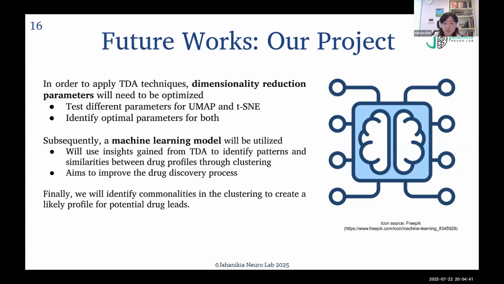Next, we will apply unsupervised machine learning models, specifically autoencoders, to learn compressed representation of drug profiles. Autoencoders are well suited for this because they can capture nonlinear relationships and reduce noise, and reveal underlying patterns that may not be as visible through other methods. Using the compressed embeddings, we can perform TDA and find similarities between the properties of drugs, and hopefully we will be able to identify a profile for potential drug leads for the different diseases.